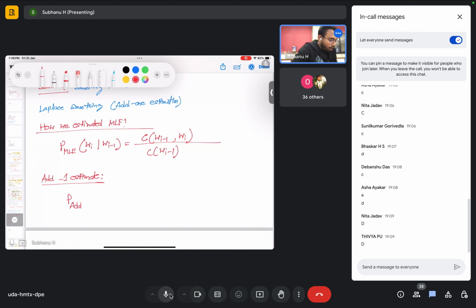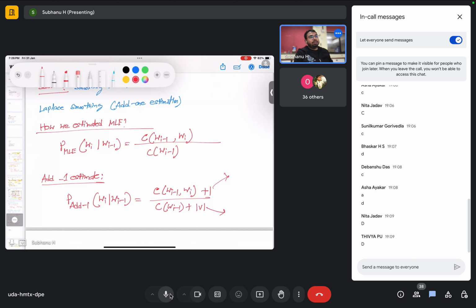The probability of add-one, that is w_i given w_i minus 1, means the count of w_i minus 1 comma w_i plus 1, divided by the count of w_i minus 1 plus the size of the vocabulary, mod V. So now we have to see why there is plus 1. We have seen why there is a plus 1. But can you tell me why there is a mod V?